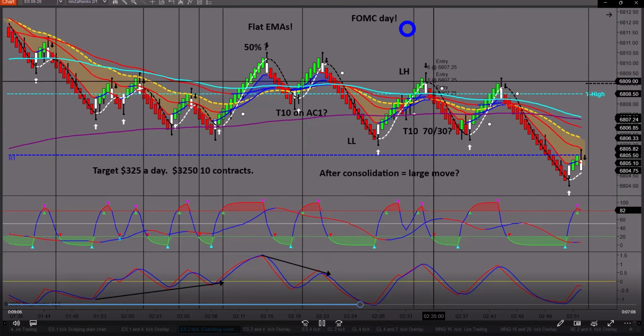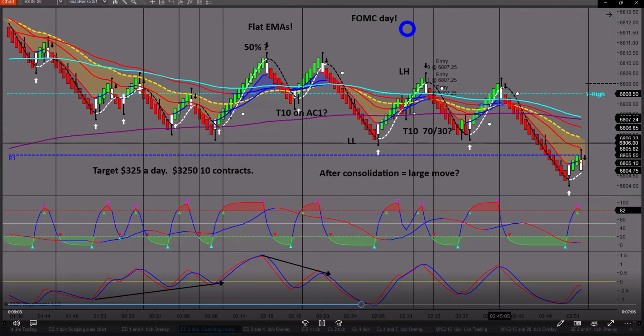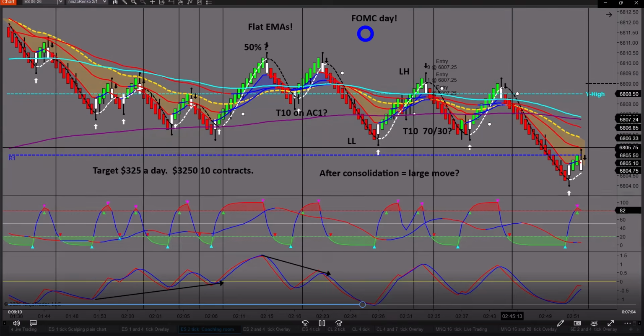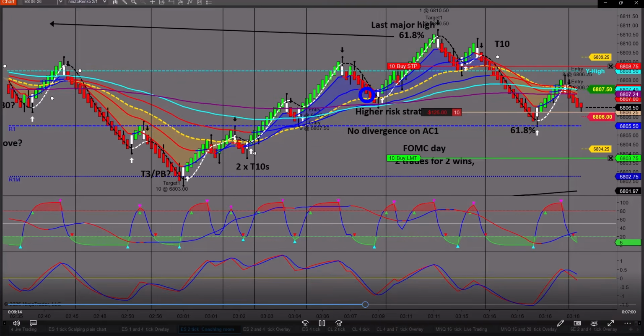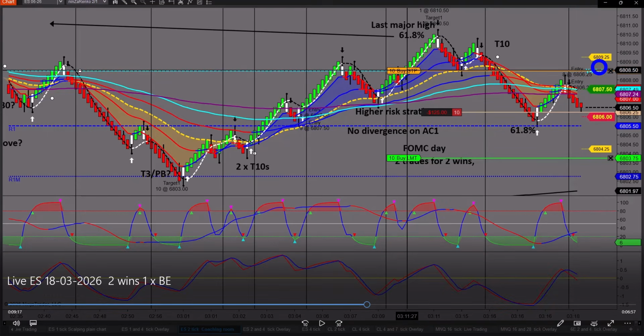This is also FOMC day, which is later in the day, and that can mean the markets can give you a bit of grief. Okay, let's talk about this trade. I've gone short again. Just then I was lowering my stop to 1 tick above. So I've got a fixed 10 tick stop.